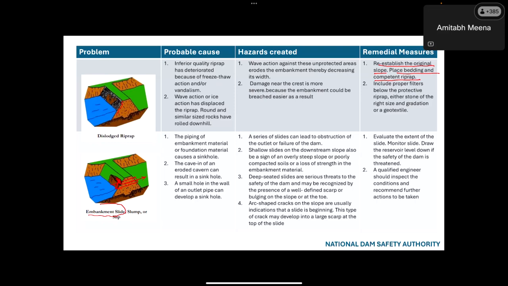So we have to evaluate the extent of the slide, monitor the slide, and draw down the reservoir. If the situation is serious, draw the reservoir level down if the safety of the dam is threatened.